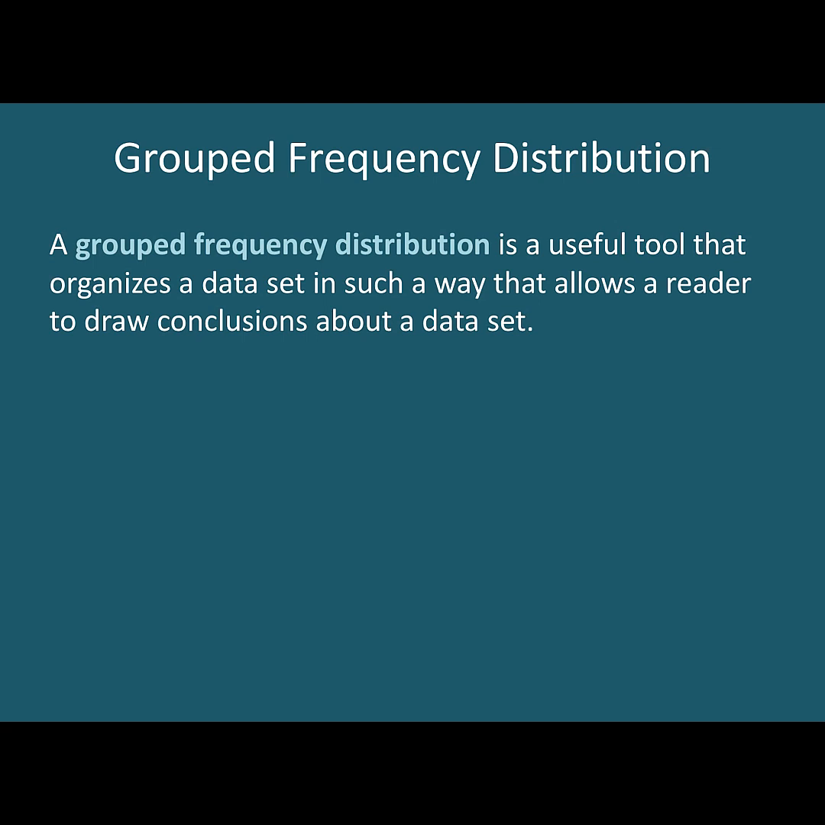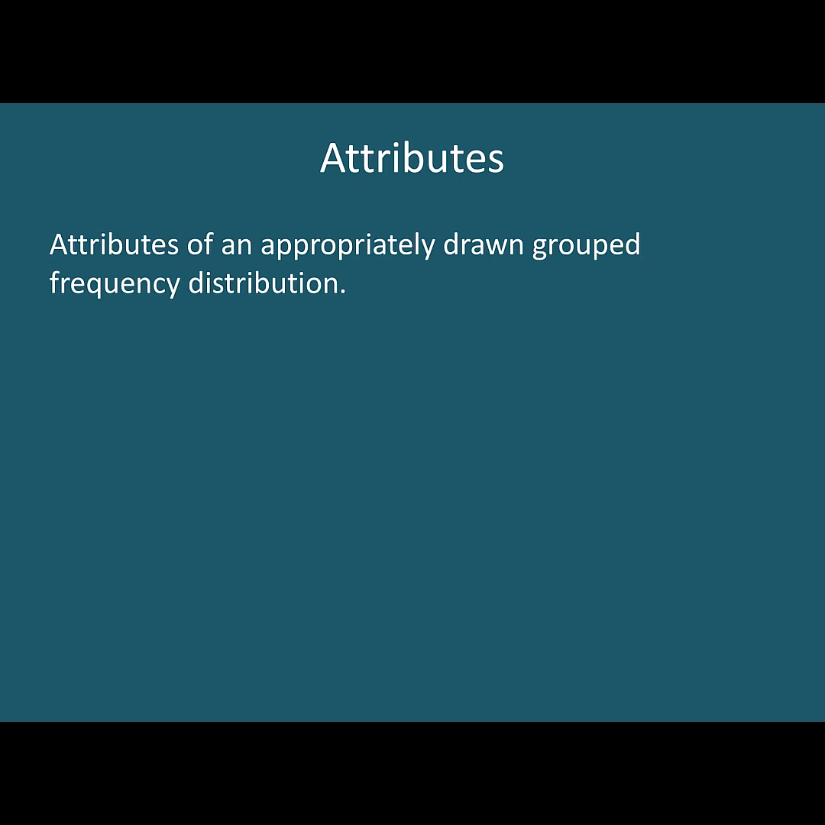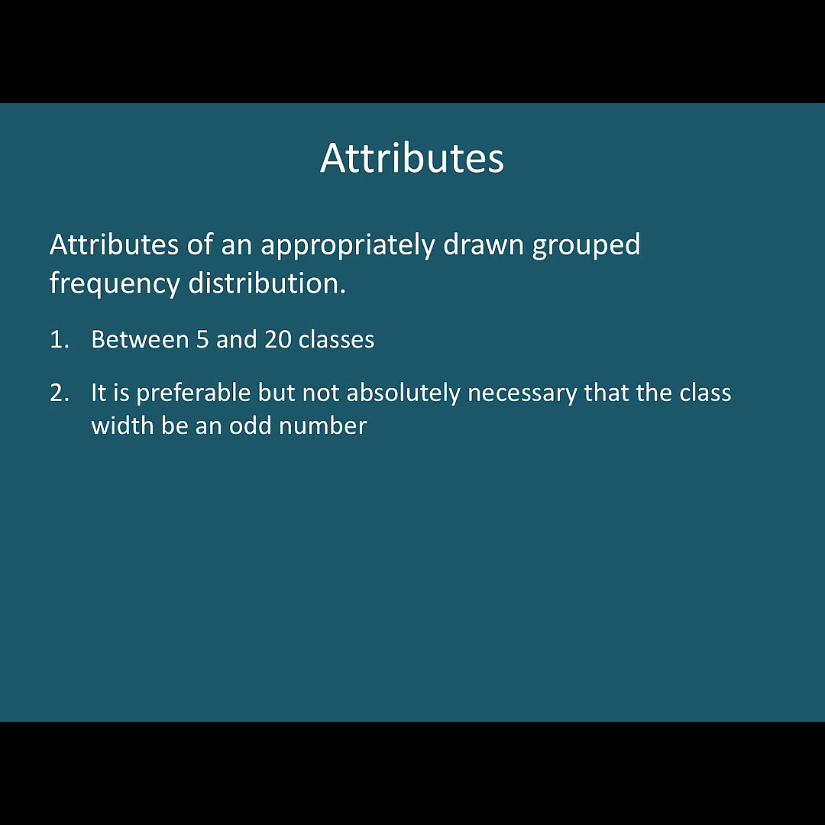A grouped frequency distribution is a useful tool that organizes a dataset in such a way that allows a reader to draw conclusions about said dataset. This is used especially when the dataset is large. Some attributes of an appropriately drawn group frequency distribution are as follows. 1. You must have between 5 and 20 classes. 2. It is preferable but not absolutely necessary that the class width be an odd number. We will discuss class width in a moment.